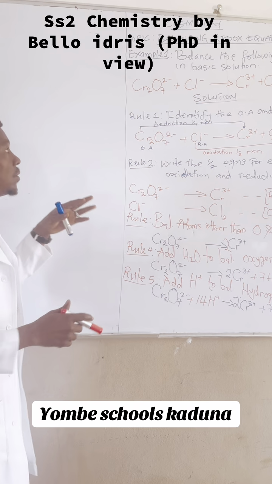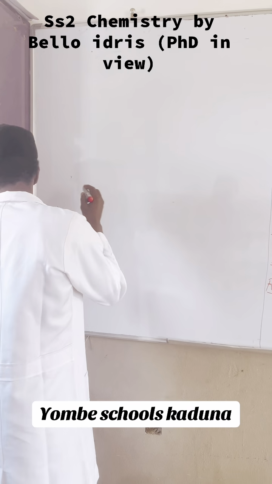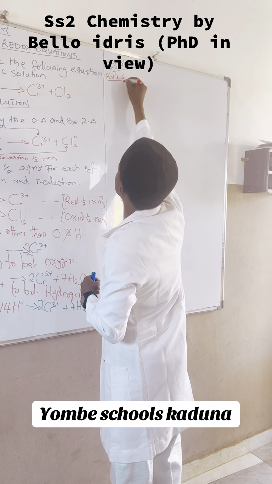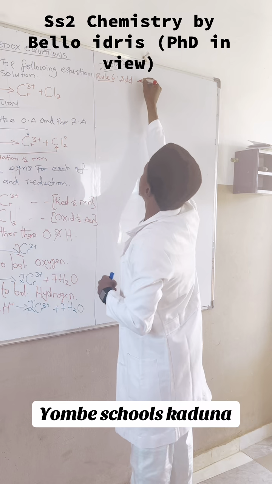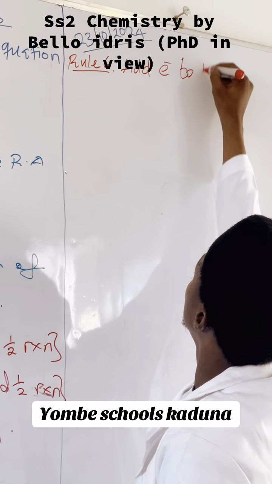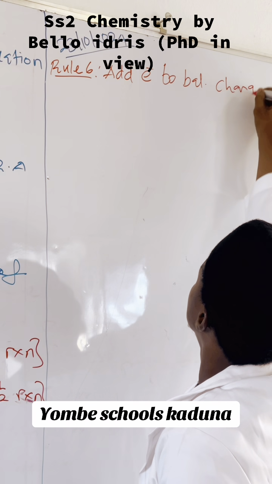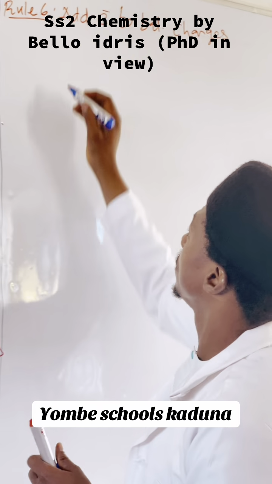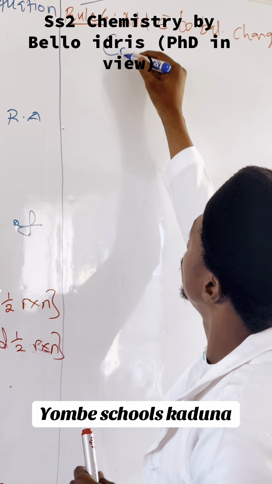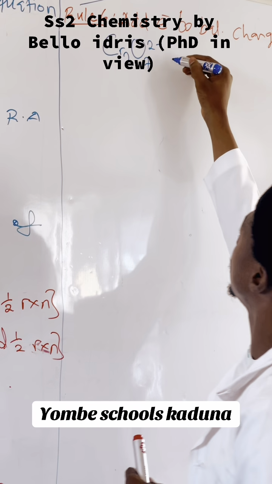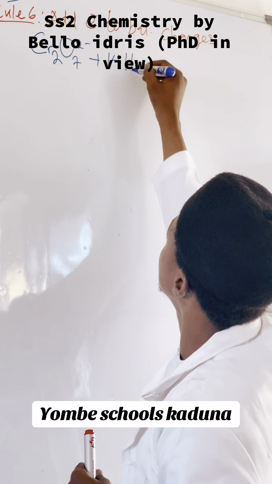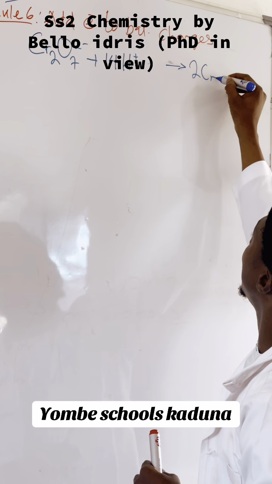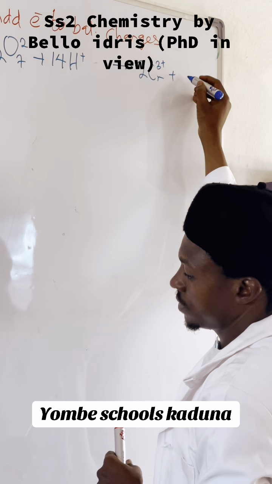The next rule is rule number 6. Rule number 6 says add electrons to balance charges. Are we together? Yes. I will still rewrite this equation: Cr2O7 2- plus 14H+ arrow 2Cr3+ plus 7H2O.